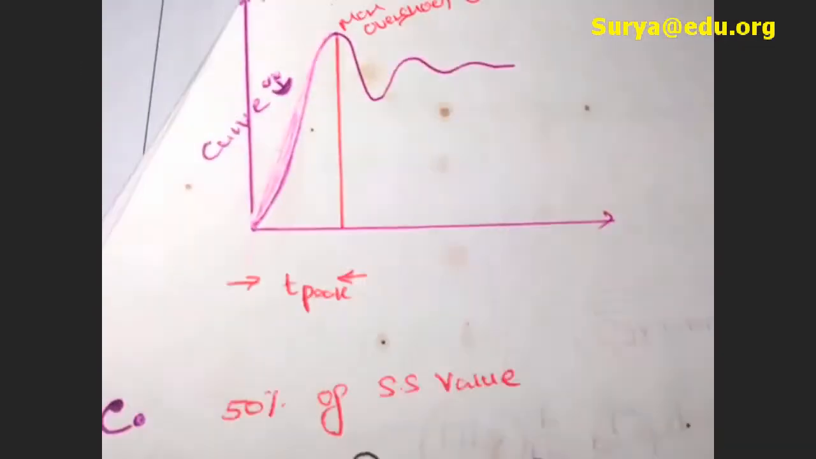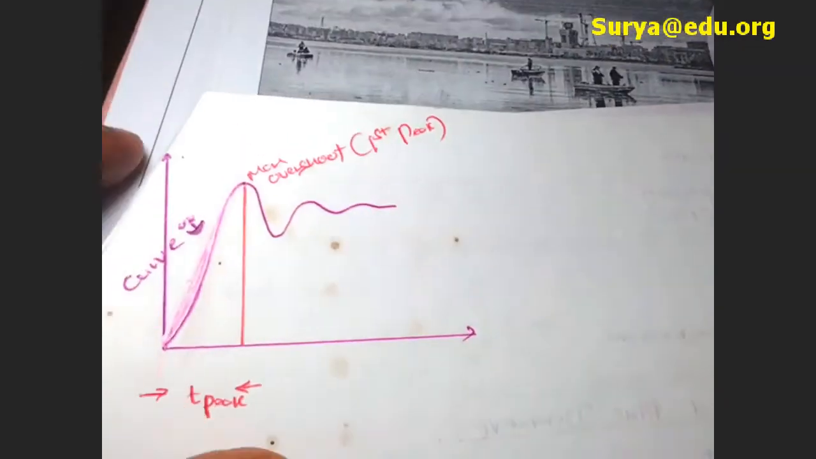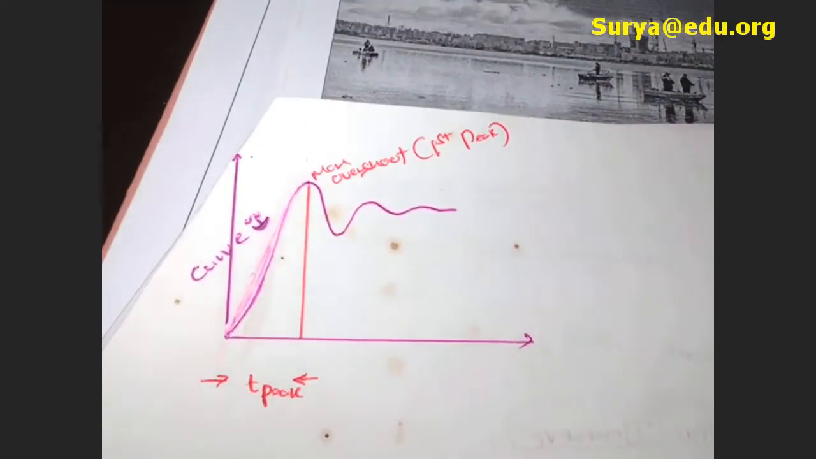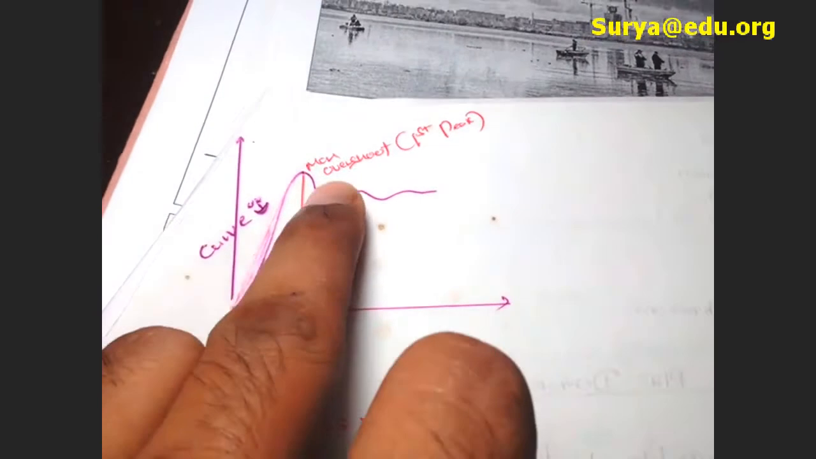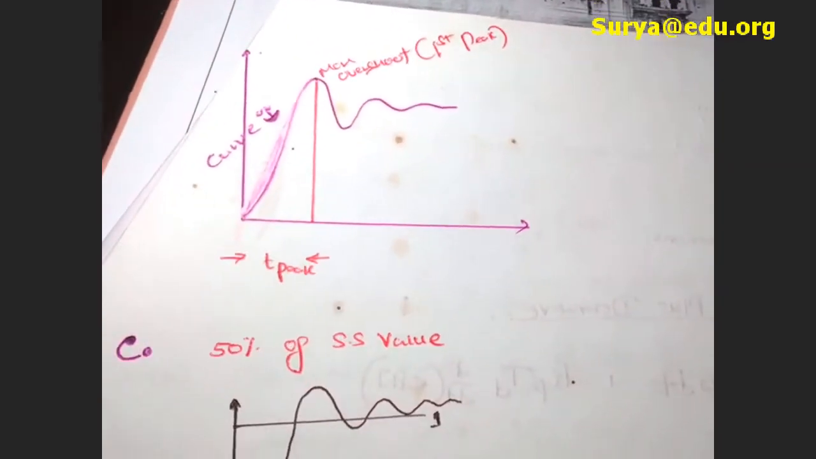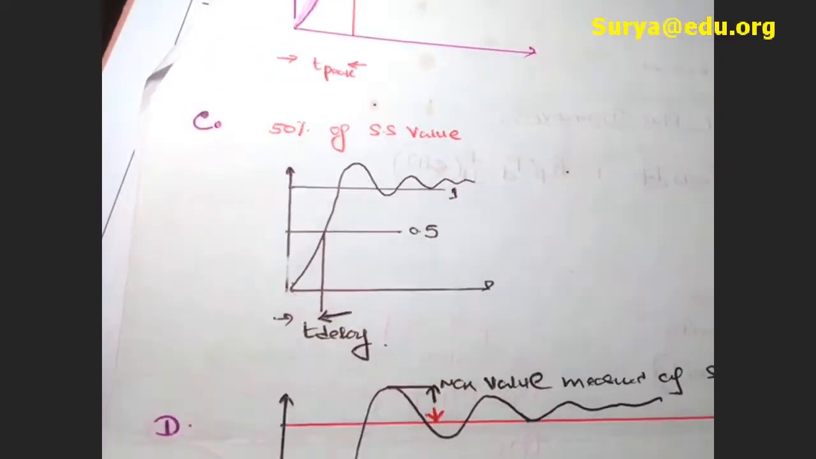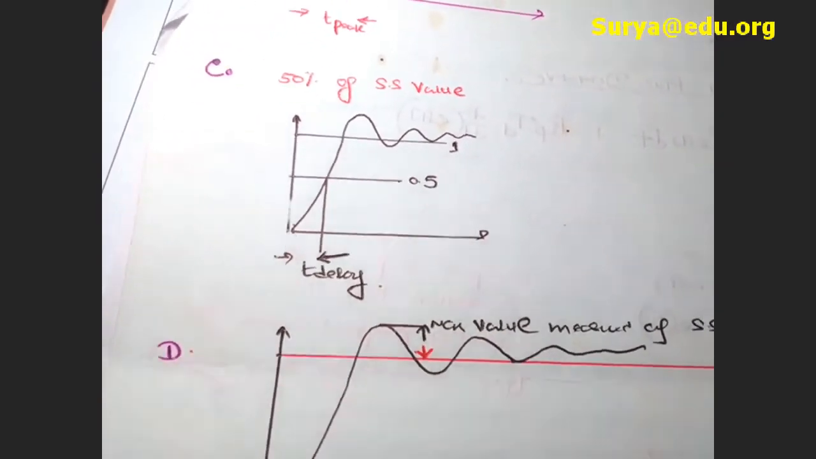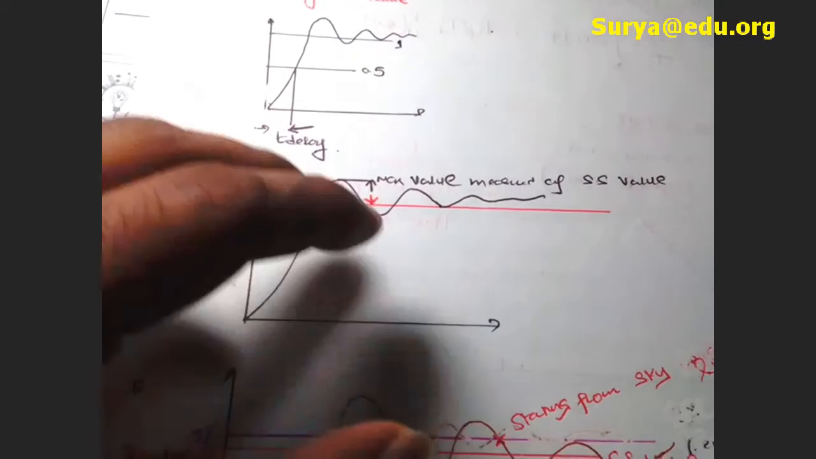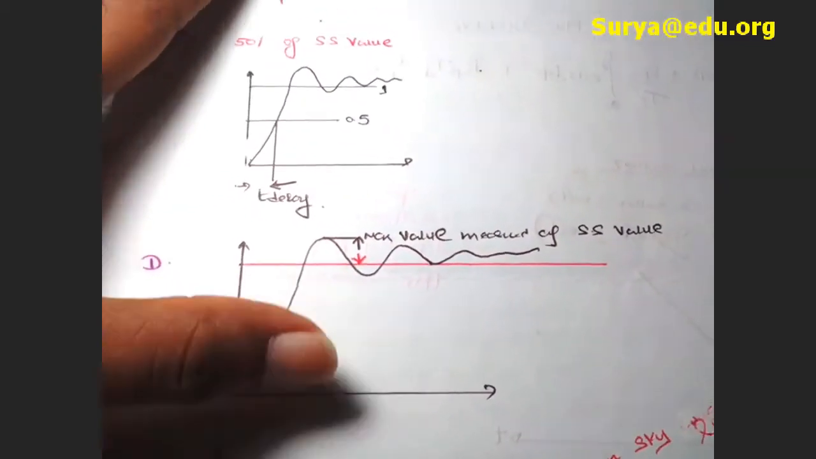And what for this curve? This is the peak time, the time taken for it to reach the peak. There's the steady state value, then maximum overshoot, like that. Guys, strictly study those curves.